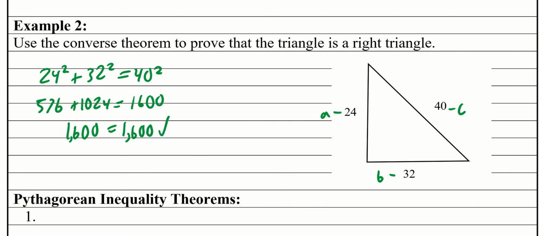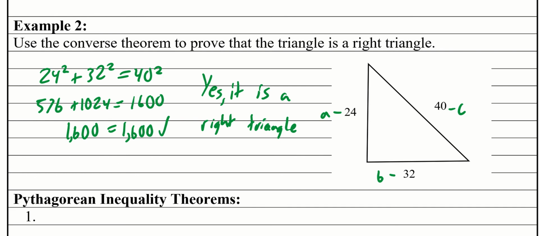Okay, so this does check out. So that means that this is a right triangle. I'm going to say yes, it is a right triangle. Okay, so Pythagorean theorem works both ways. If the sides satisfy the theorem, then it's a right triangle, and if it's a right triangle, the sides satisfy the theorem.